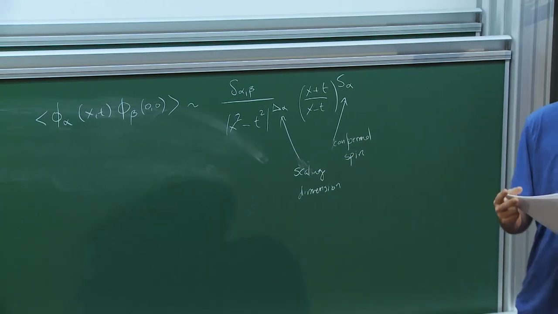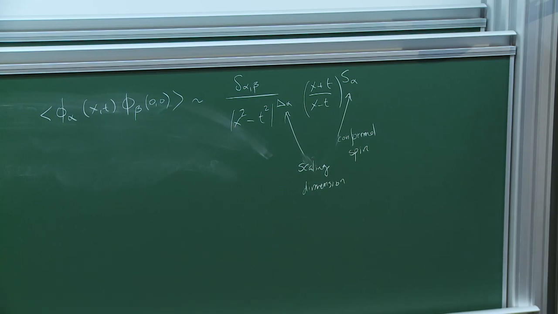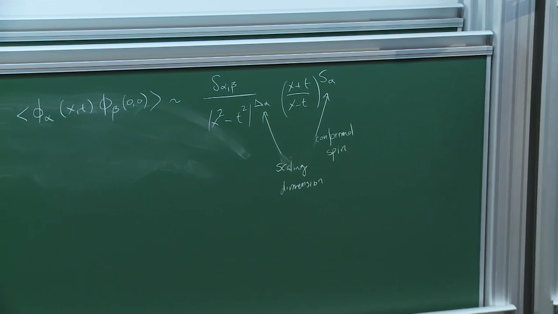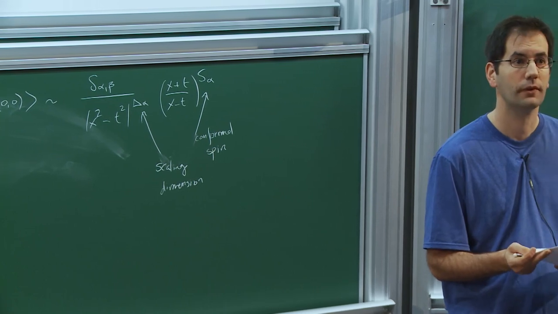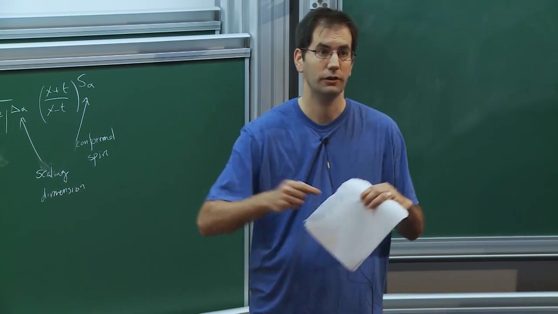Can I ask a question? Sure. In Euclidean, this formula is understood where it's supposed to be valid. But in Minkowski, has it been understood how close to the light cone should you already see this kind of behavior, or should you be far away from the light cone? Right. So in the Euclidean case, indeed, you should have a long distance.